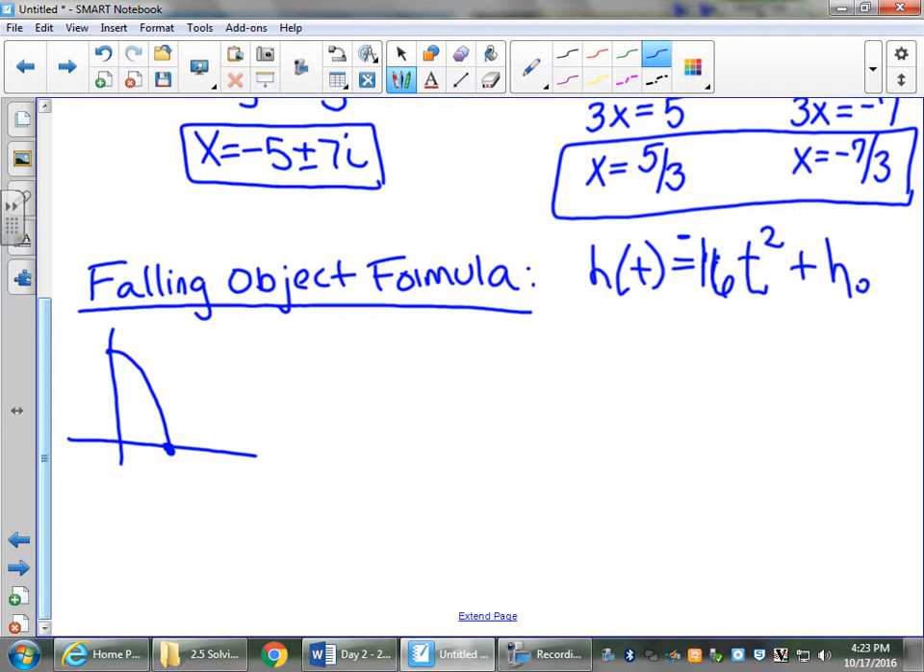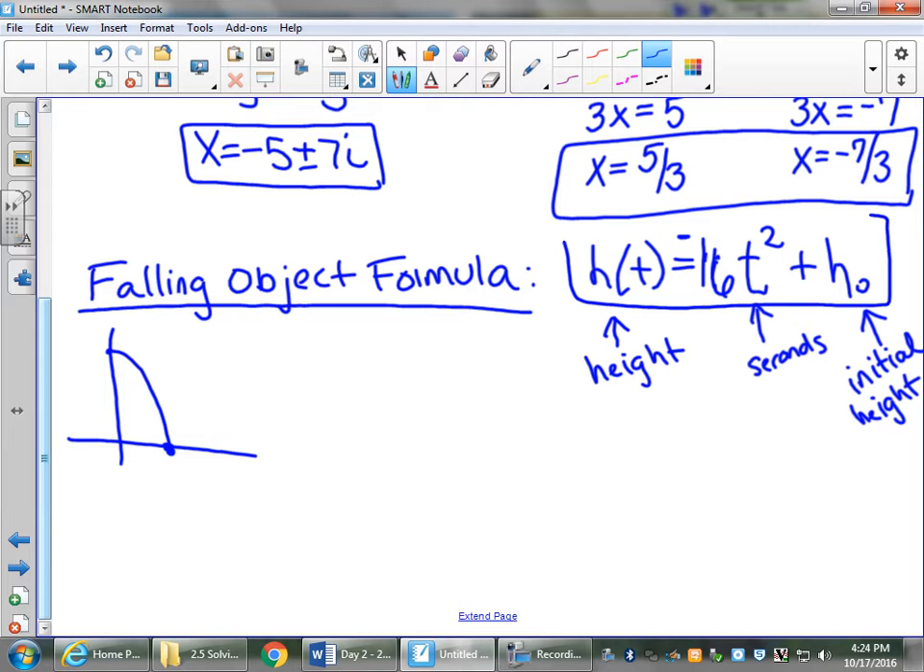So in this formula, h of t is the height of the object while it's falling. So maybe the height 1 second later, the height 2 seconds later, the height when it's on the ground. That's the height as it's falling. t is going to be time in seconds. And h naught, that's how it's pronounced, is going to stand for the initial height, meaning the height that it was falling from. So h naught, h sub 0, is your initial height. This is a formula that does have to be memorized.